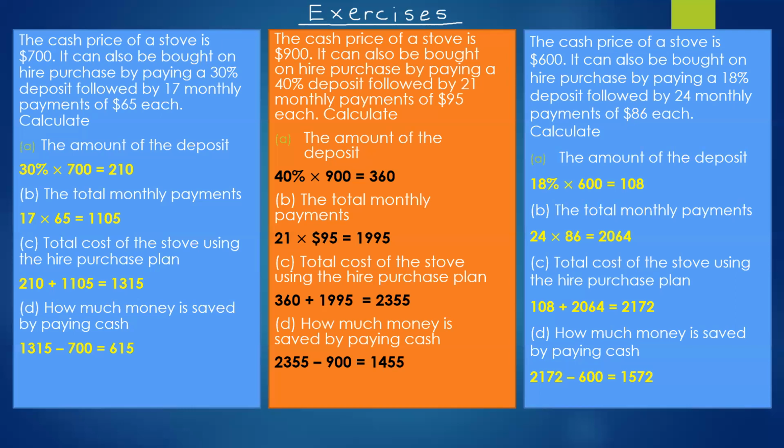C, the total cost of the stove using the hire purchase plan. You will take the amount of the deposit and the total monthly payments, and you add those, which would equal 2,172. Excellent. And D, how much money is saved by paying cash? You would take the cost of the hire purchase plan subtracted by the cash price, which would equal 1,572. Excellent. Very good explanations. Thank you to each person who assisted with that.